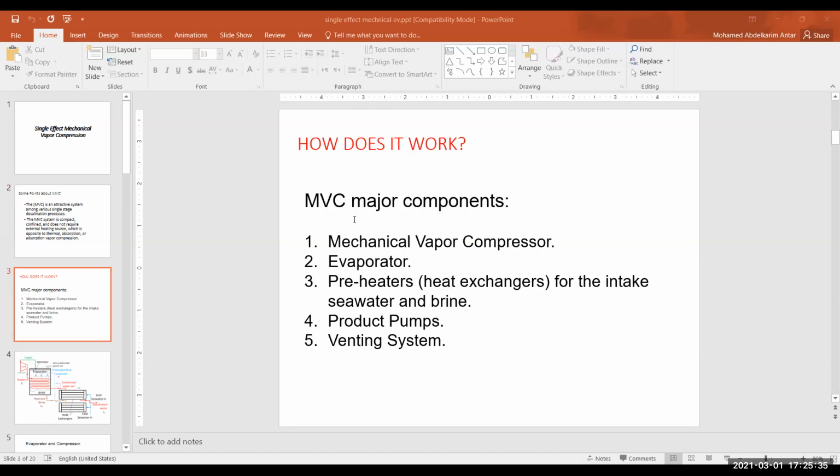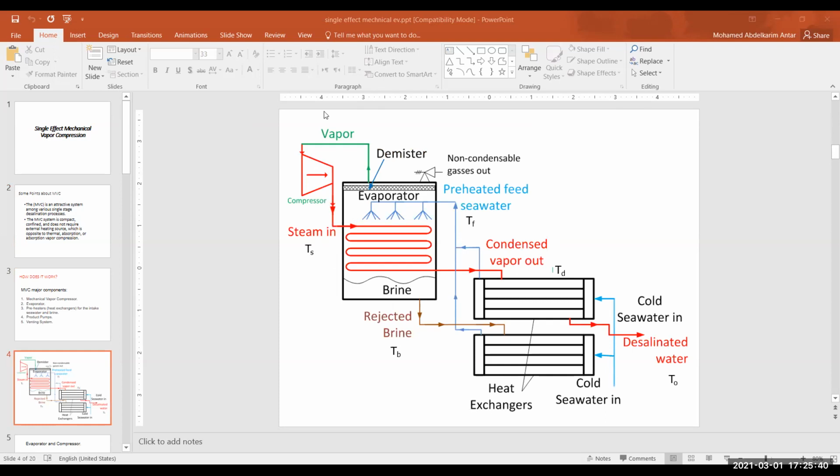So we talked about the major components of the unit, and what is different here is that we have a mechanical compressor, as you can see here. We do not have a condenser because we don't need one. What we have basically is a couple of heat exchangers that can be used as energy recovery to preheat the seawater, which is represented by the blue lines here. Seawater is distributed, not equally, to these heat exchangers in a way that we are heating the seawater from T cold water to TF, which is the feed temperature.